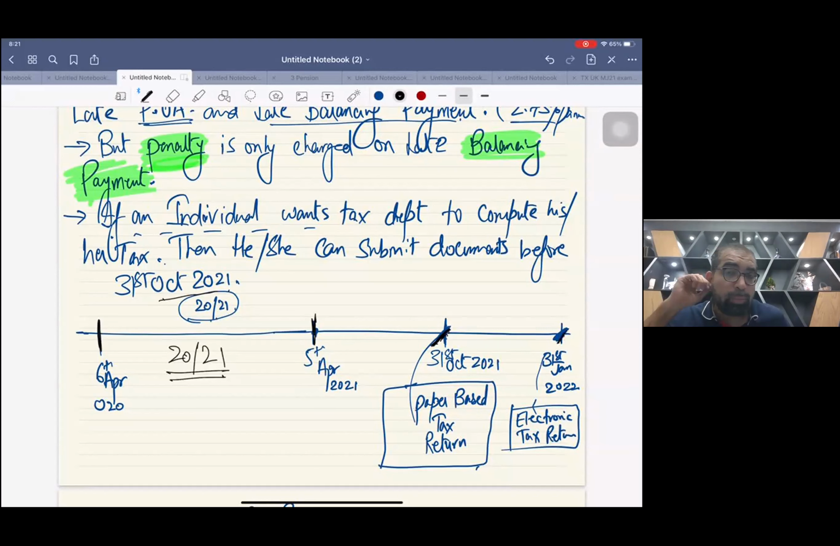But remember, open your ears. If you cross this 31st January 2022, if you didn't file your tax return on time, then the penalty will start after 31st January. There are penalties on return as well, and it comes in the last exam. I'm going to discuss this MCQ, the real MCQ of the exam, with you soon.